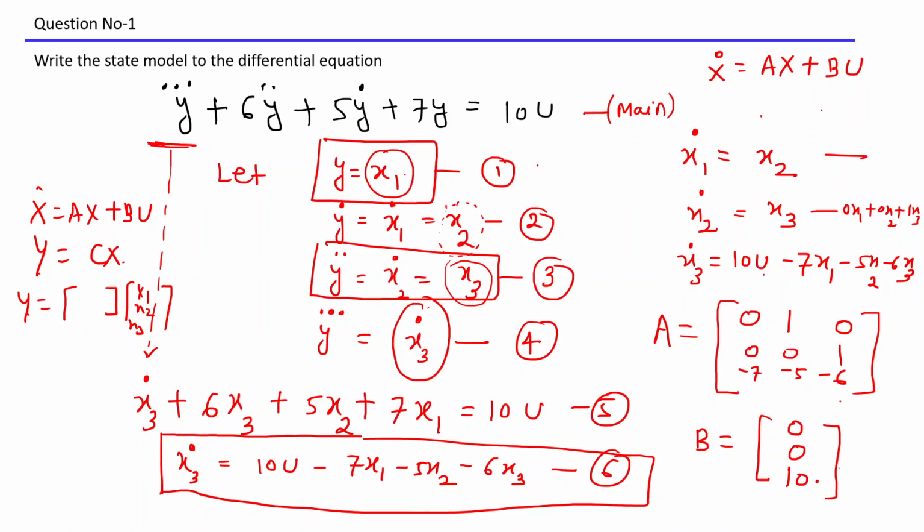It means it can be represented by 0x1, sorry, x1 is there, so its coefficient is 1x1, plus 0x2, x2 is not there, x3 is also not there, so it can be represented by 1 0 0. So this y vector is nothing but 1 comma 0 comma 0. So you can write C matrix is nothing but 1 comma 0 comma 0. So these are the three coefficients. From this differential equation, this is the answer.